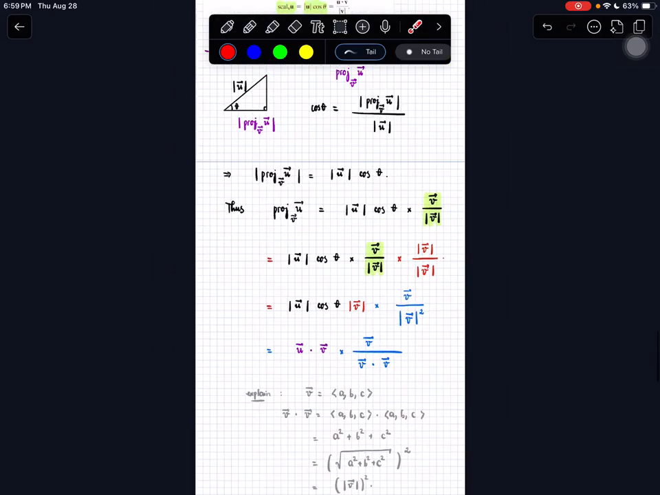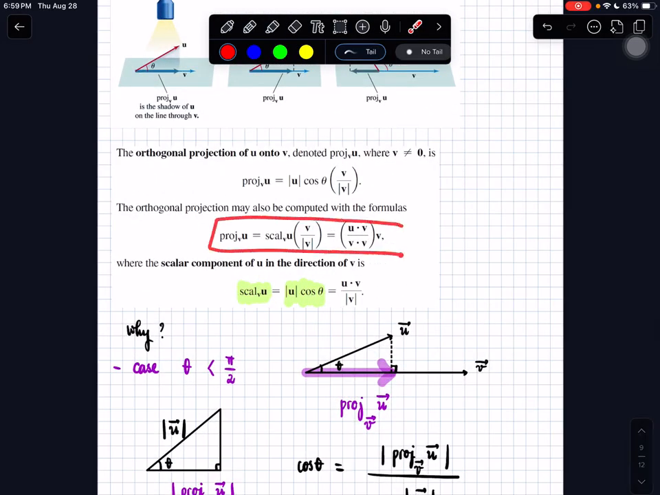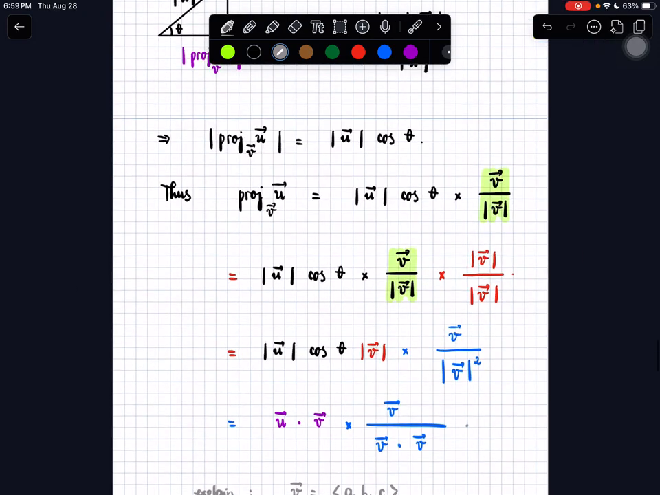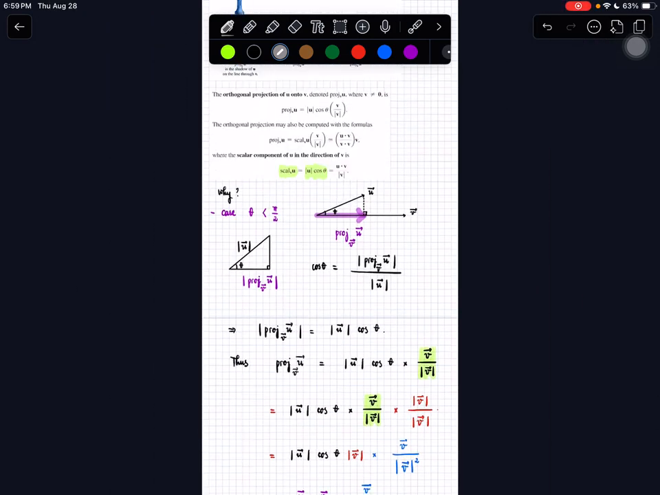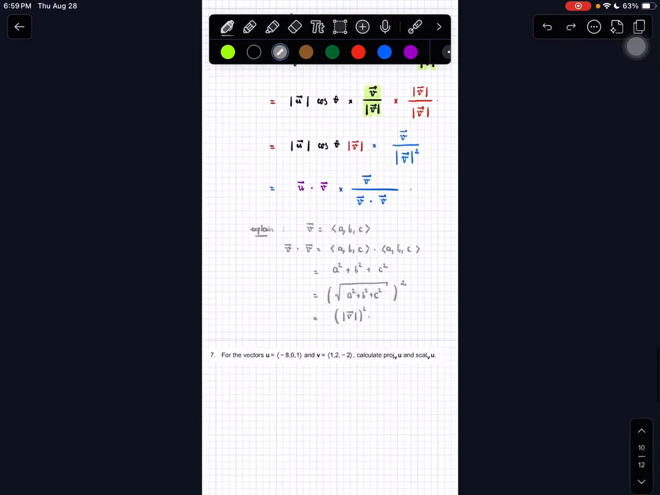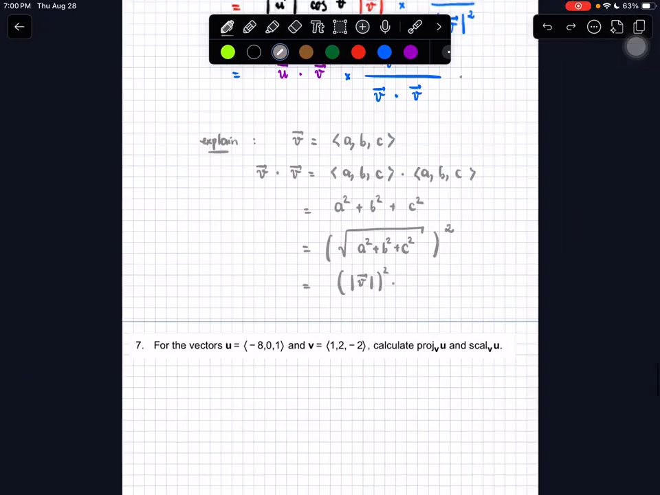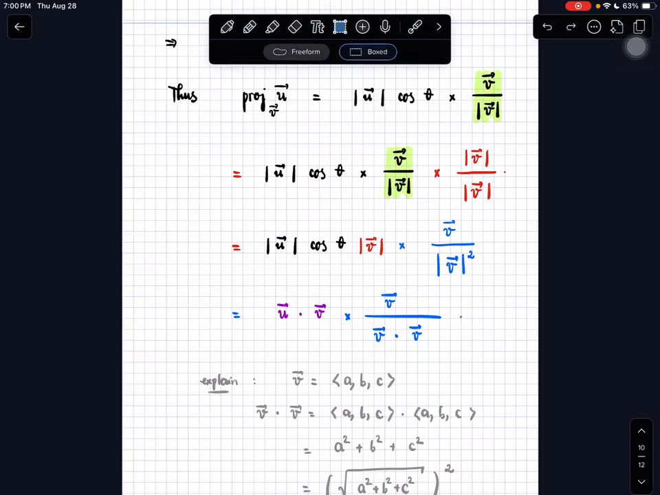So that one is exactly this formula. The projection of vector u onto vector v is u dot v divided by v dot v, times v. So that's why we have that formula. Now we understand all the formulas we are given here. Now let's do an example. For the vector u and vector v given in this example, we need to compute the projection of u onto v. So let's use this formula we have.